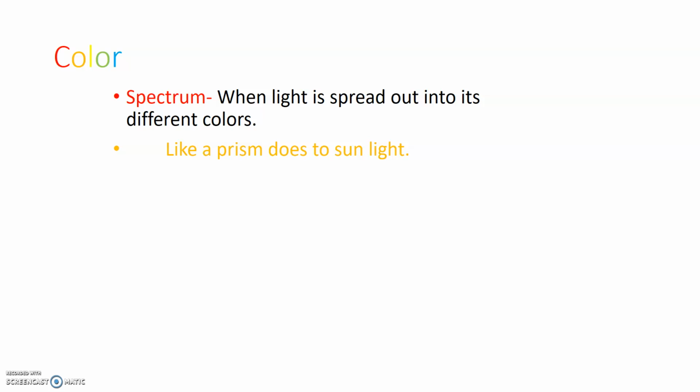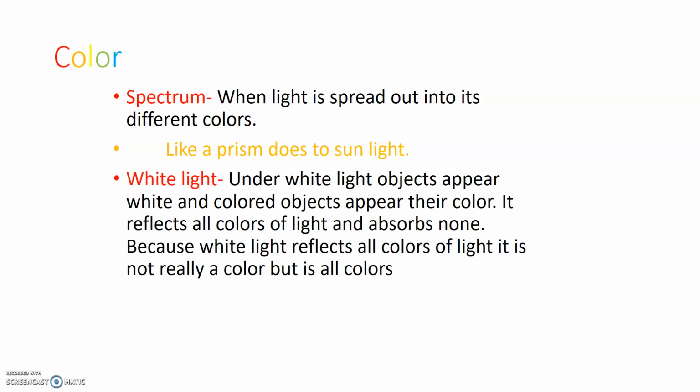The rainbow colors, the ROY G. BIV. White light is all the colors of light mixed together. So under white light, all objects appear white. The objects that are colored there are going to be colored that same color. It will reflect all colors of light and absorb none if it's white. Because white reflects all colors of light, it is not really a color, but a mix of all colors.